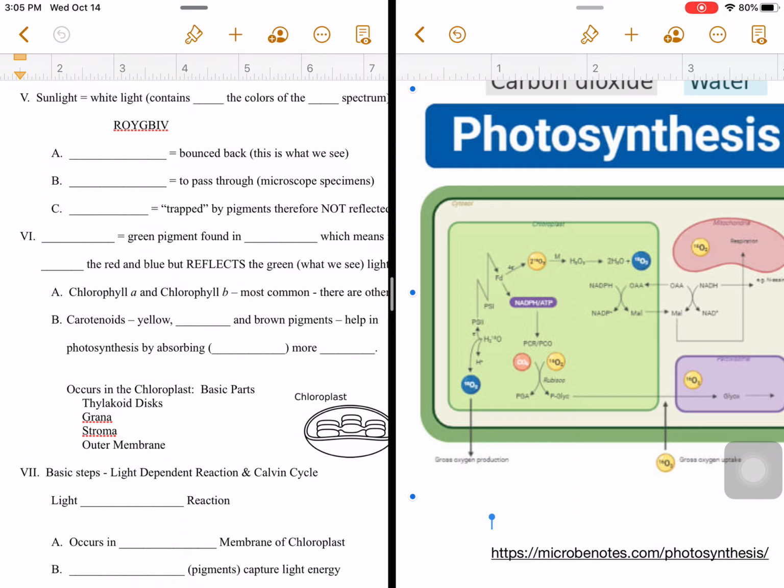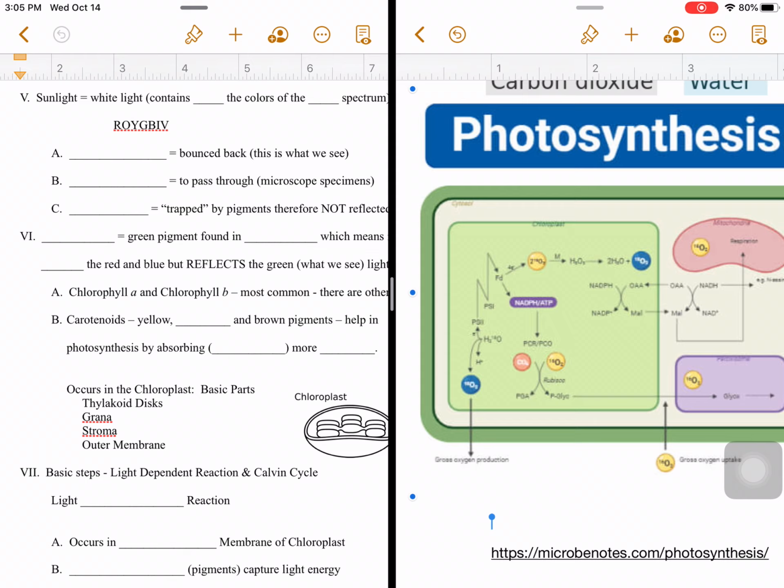This is light that gets trapped by pigments and therefore is not reflected. The pigments involved in photosynthesis are chlorophylls. Chlorophyll is a green pigment found in the chloroplasts, which are those green oval discs that we saw in plant cells. This means that it absorbs red and blue light, but it will reflect the green light, and that's what we see. There are two main chlorophylls in photosynthesis, chlorophyll A and chlorophyll B.